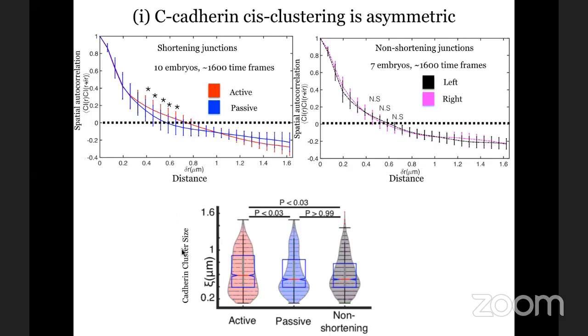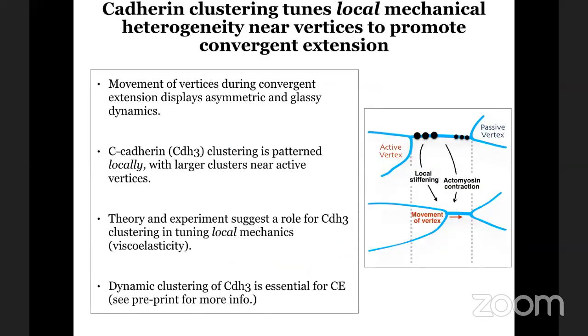Here we extracted the individual cluster sizes by looking at the distance over which this correlation goes to 0. And what we see is that active vertices show enhanced cluster sizes compared to passive vertices, while the passive vertex cluster sizes are similar to non-shortening cluster sizes. So in order to give you a summary, I've shown you that the movement of vertices during convergent extension displays asymmetric and glass-like behavior, and cadherin clustering is patterned locally with large clusters near active vertices. And both theory and experiment suggest that cadherin clustering is tuning the local mechanics, the viscoelastic property of the junction near it, in order to facilitate the shortening.